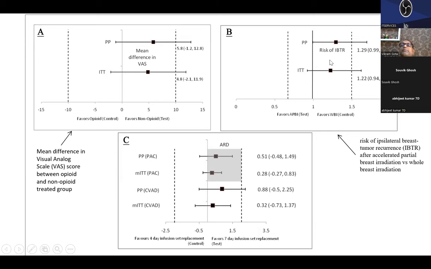These two lines are only there because we are doing it both by per protocol as well as intention to treat analysis. The lower one is the intention to treat analysis, and the upper one is the per protocol analysis. It is also interesting to note that the outer bound of the intention to treat analysis is more towards one as compared to the per protocol analysis. That is always because intention to treat analysis is more conservative. That is the reason why you should also use the per protocol analysis for equivalence studies.